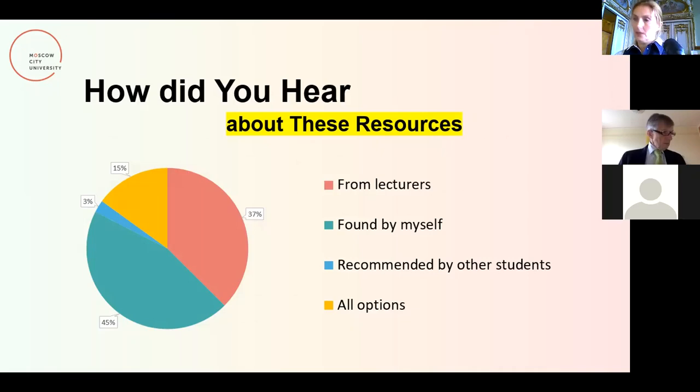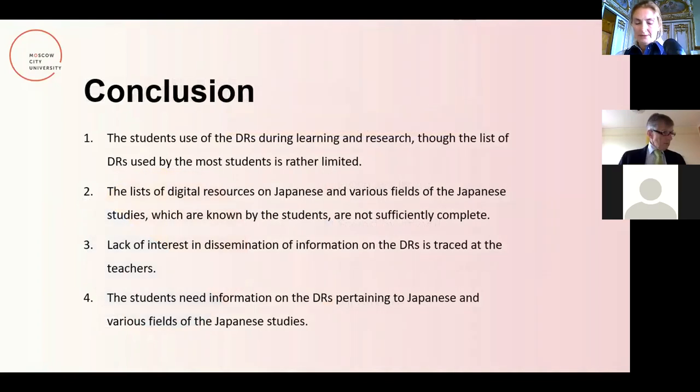And the findings of the research allow drawing conclusions as follows. The students use some digital resources during learning and for their research, though the list of resources is rather limited. The list of digital resources on the Japanese language and various fields of Japanese studies is not sufficiently complete.